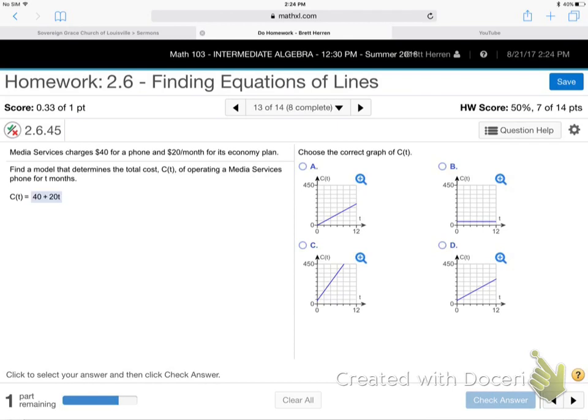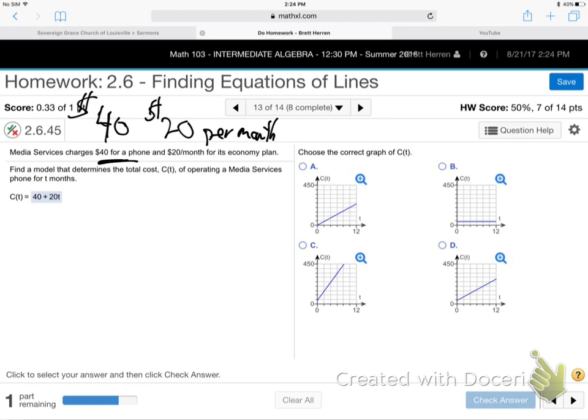if they're charging for a phone, some kind of media service, whatever, it's $40 for the phone. I'm scribbling that. $40 and then $20 per month. So it's $40 to buy it, and then $20 per month. Okay, and then they want me to write a formula for it.